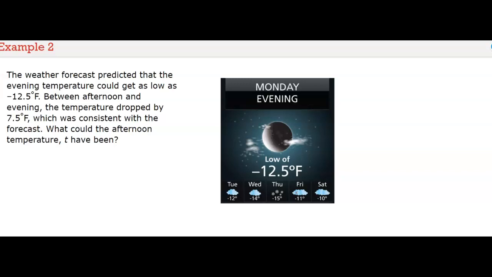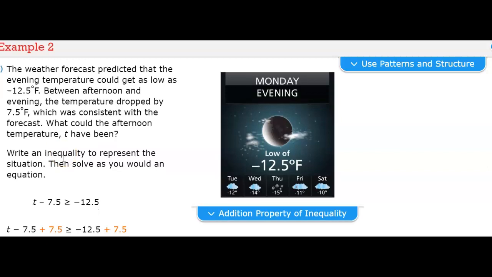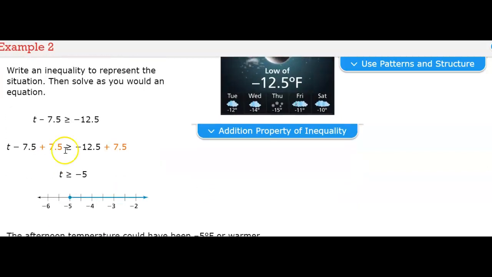The weather forecast predicted that the evening temperature could get as low as -12 and 5/10 degrees Fahrenheit. Between afternoon and evening, the temperature dropped by 7 and 5/10 degrees Fahrenheit, which was consistent with the forecast. What could the afternoon temperature, T, have been? Write an inequality to represent the situation, then solve as you would an equation.